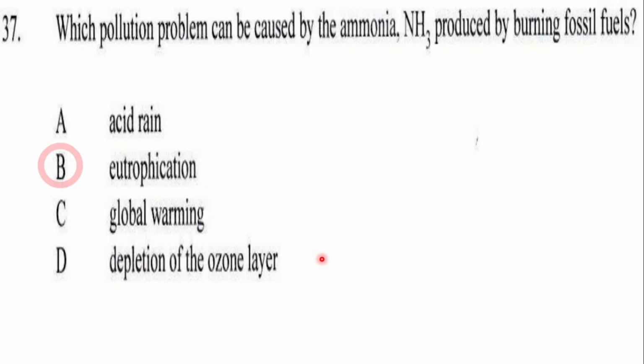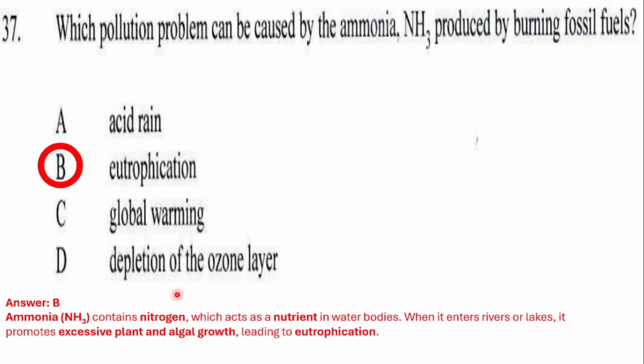Well, the correct answer is definitely going to be B, eutrophication, because ammonia, NH3, contains nitrogen, which acts as a nutrient in water bodies. When it enters rivers or lakes, it promotes excessive plant and algal growth, leading to eutrophication. So the correct answer is definitely going to be B, eutrophication.